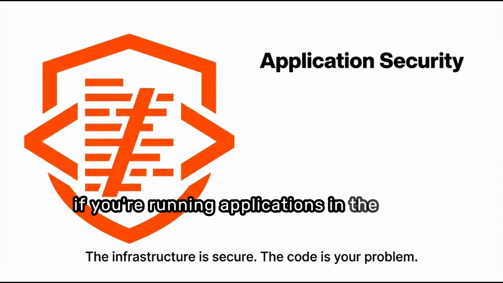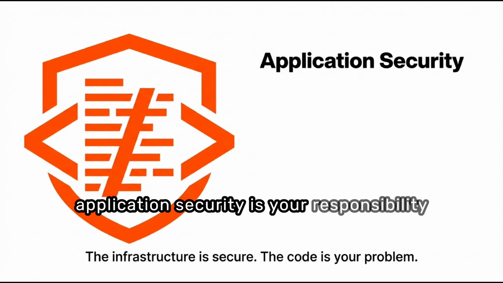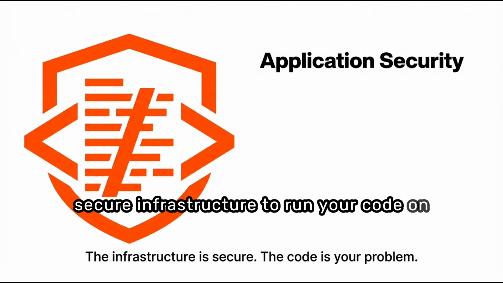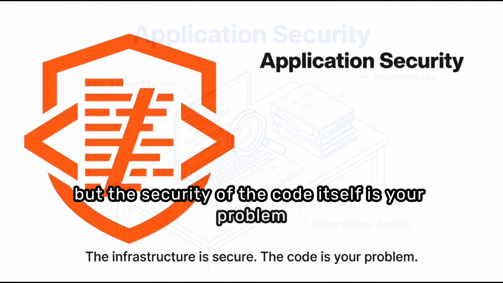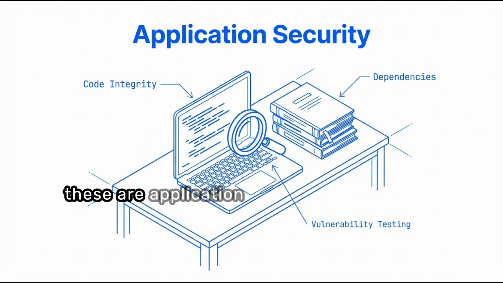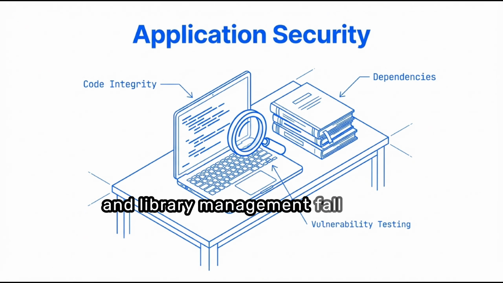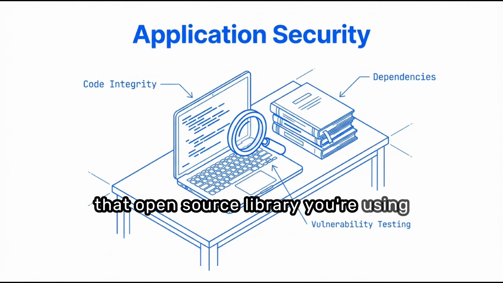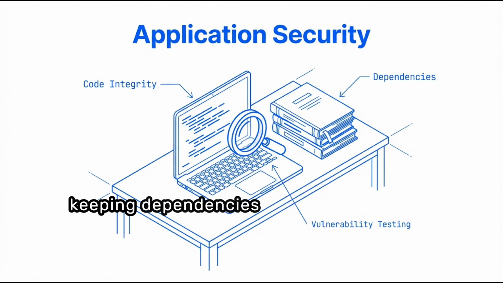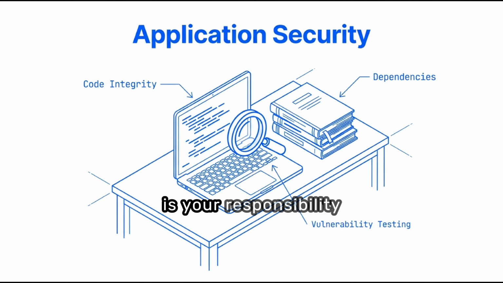If you're running applications in the cloud, application security is your responsibility. Secure coding practices, vulnerability management, security testing, these are all customer responsibilities. The provider gives you secure infrastructure to run your code on, but the security of the code itself is your problem. SQL injection, cross-site scripting, authentication bypasses, these are application layer issues you must prevent. Third-party dependencies and library management fall to you. That open-source library you're using with known vulnerabilities, the provider didn't choose it, you did. Keeping dependencies updated and secure is your responsibility.